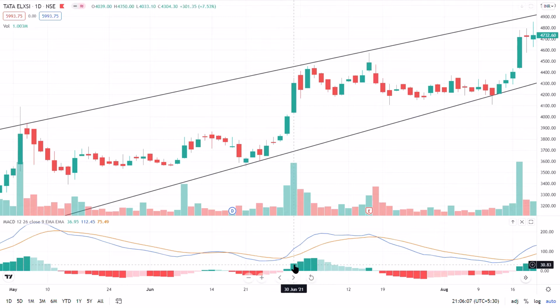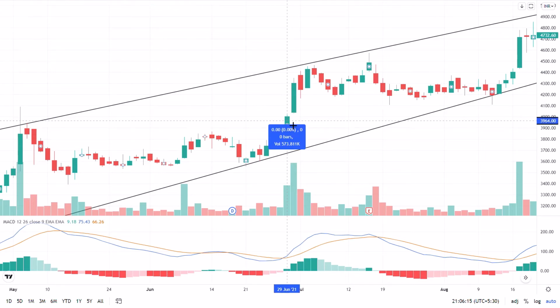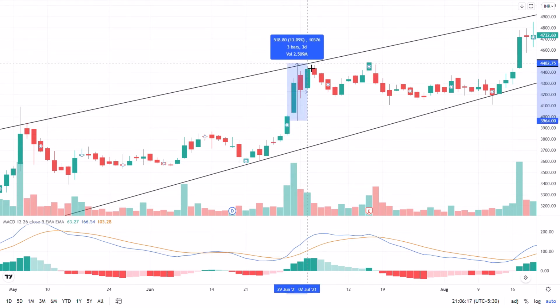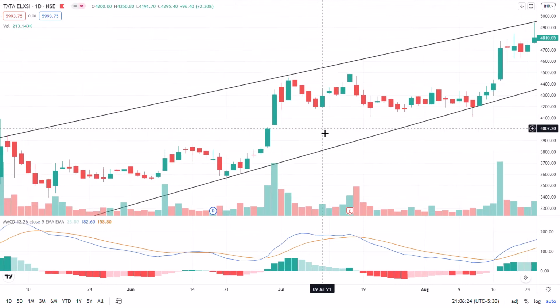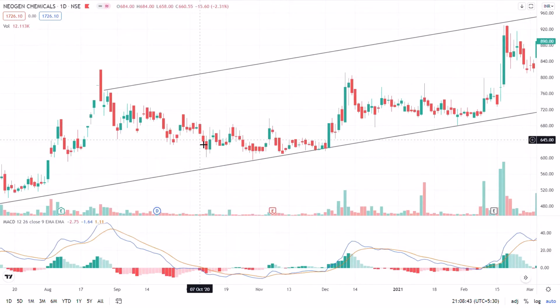There's a MACD crossover happening and a spike in volume. You got your 3 confirmations. Let's say you get an entry around here. You take the trade and you get 13% in 3 days. Let me show you one more example because this one's a bit different.